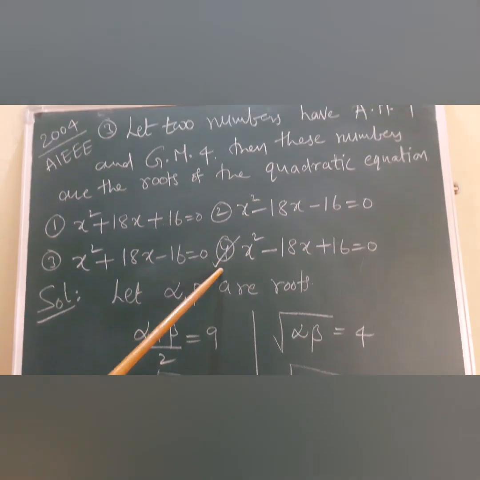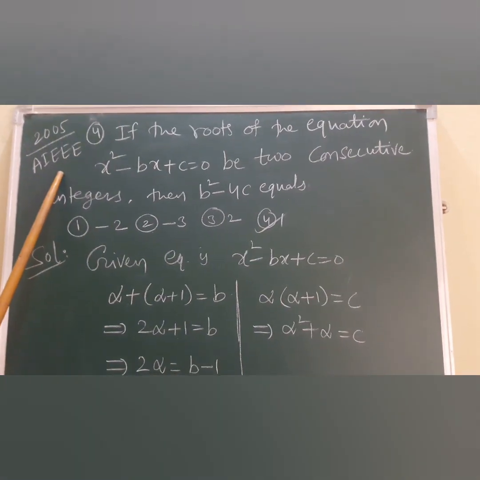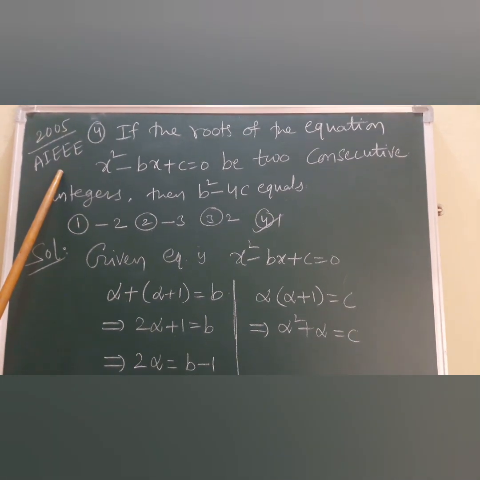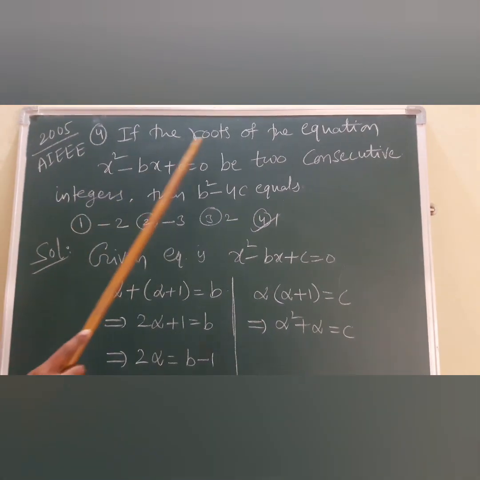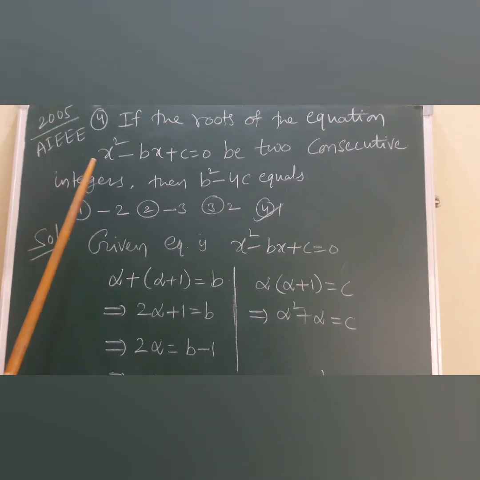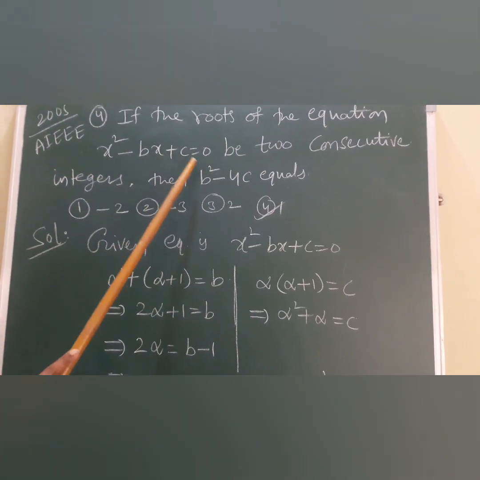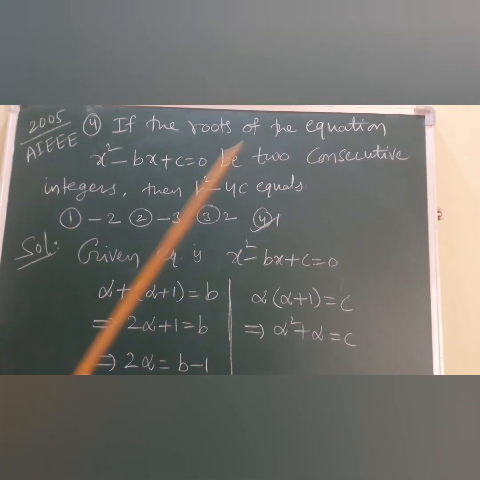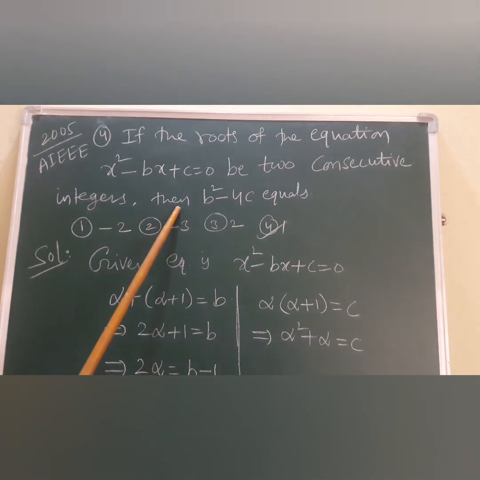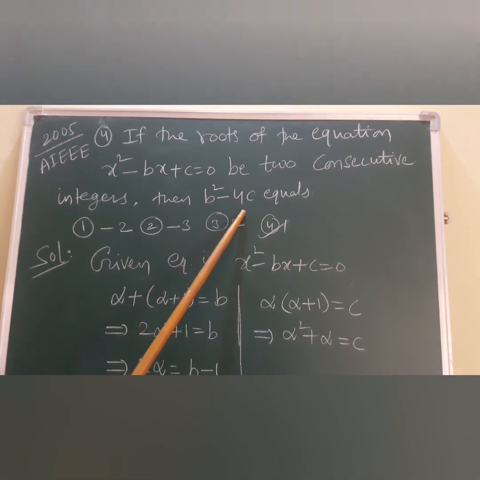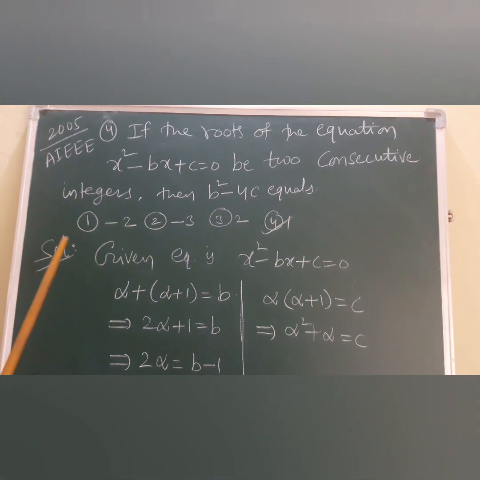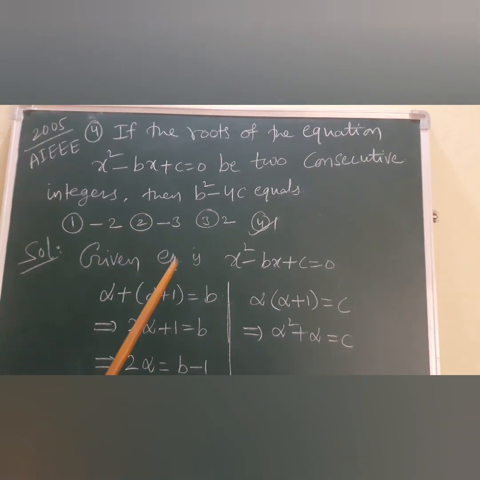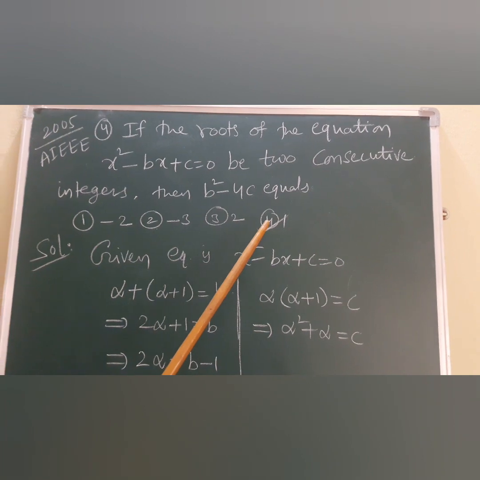option 4. Now let us see another previous problem from 2005 AIEEE. If the roots of the equation x square minus bx plus c is equal to 0 are two consecutive integers, then b square minus 4c equals: first option minus 2, second option minus 3, third option 2, fourth option 1.